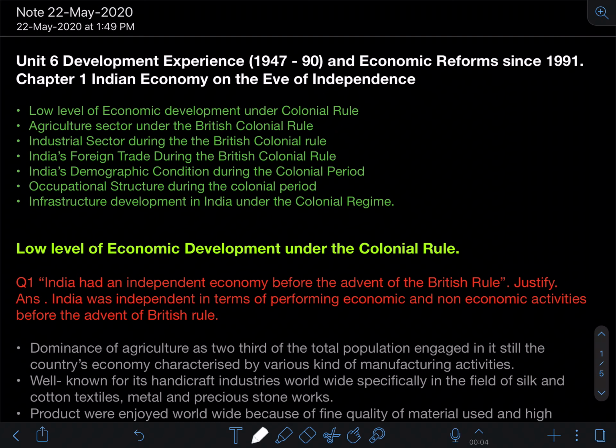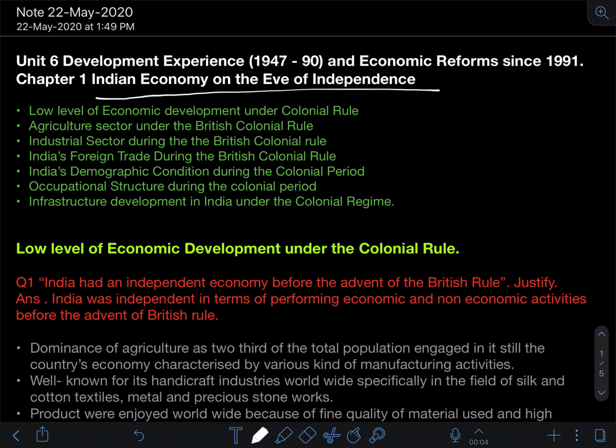This particular unit is further divided into various chapters, right? The very first chapter under Development Experience 1947-90 and Economic Reforms is Chapter 1, that is Indian Economy on the Eve of Independence. This is our very first chapter that I'm going to cover in this video. But not the entire chapter, because it's quite a lengthy chapter, and if you want a detailed understanding, you need to see my further videos as well to cover the entire chapter.